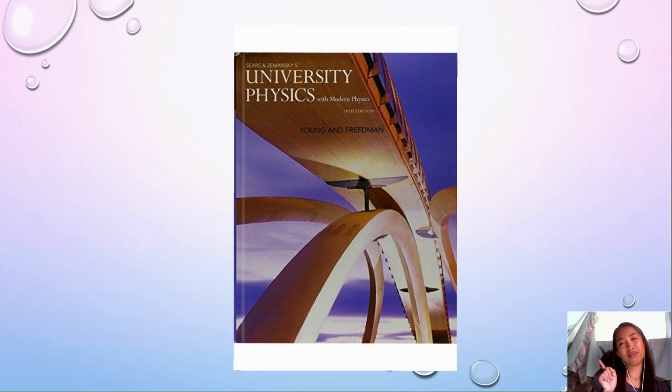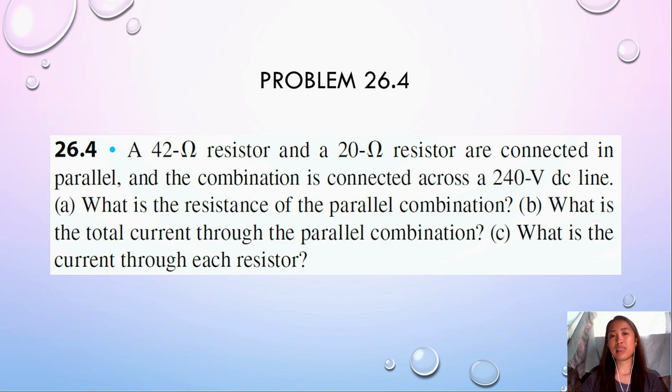Hi everyone, we're here again to solve another problem from University Physics. So today we will be talking about problem 26.4. A 42 ohm resistor and a 20 ohm resistor are connected in parallel, and the combination is connected across a 240 volt DC line. What is the resistance of the parallel combination? What is the total current through the parallel combination? What is the current through each resistor?